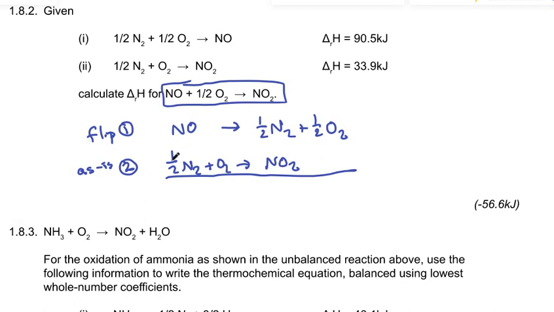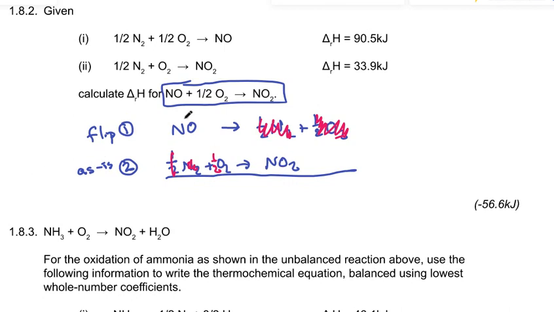If we simplify this, we can cancel half an N2 on each side. That gets rid of the nitrogen completely. Both sides have oxygen. We could remove half an oxygen from each side. That gets rid of this completely. And instead of one oxygen, we're left with half an oxygen.